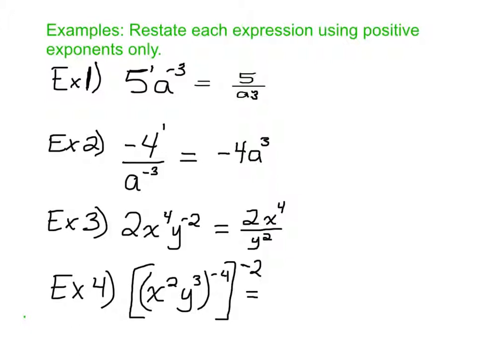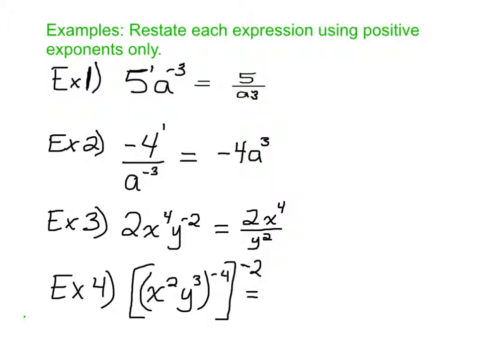Lastly, for example 4, we have to work a couple exponent laws first to simplify, and then we'll switch the negative exponents to positive exponents. Let's look just inside the square brackets first. We have a negative 4 outside of the very innermost brackets.